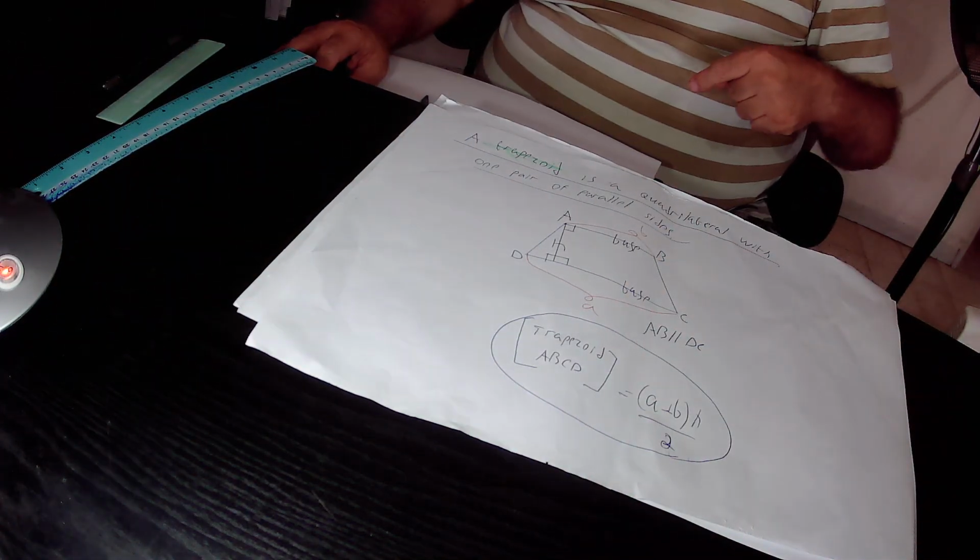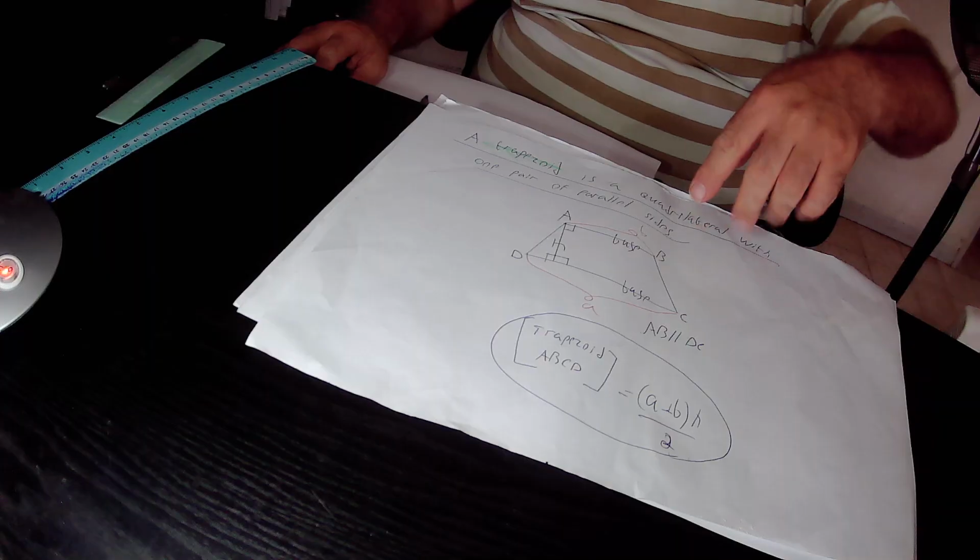Now in this lecture we'll answer two questions. On both questions we'll find out the area of a trapezoid. So what is a trapezoid? A trapezoid is a quadrilateral with one pair of parallel sides. This is trapezoid ABCD.